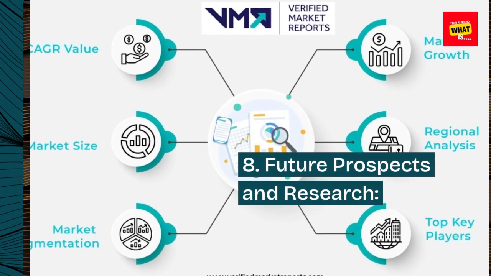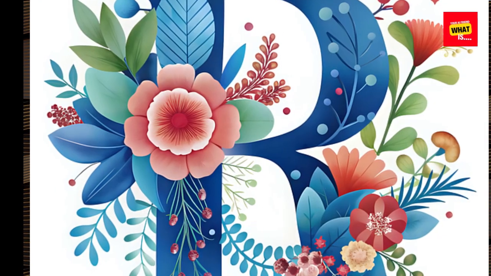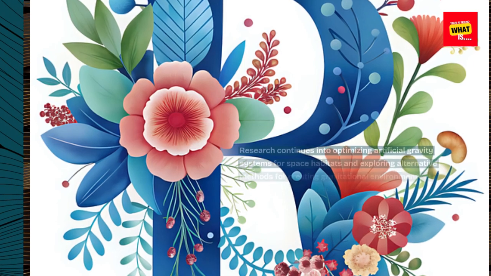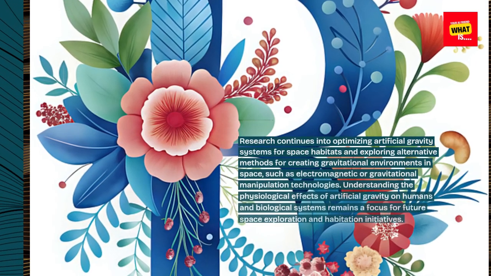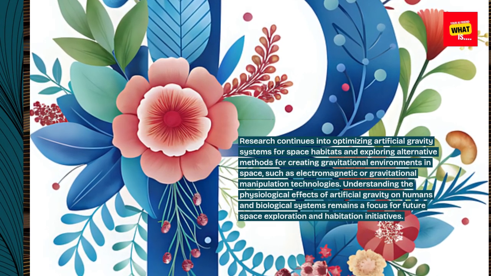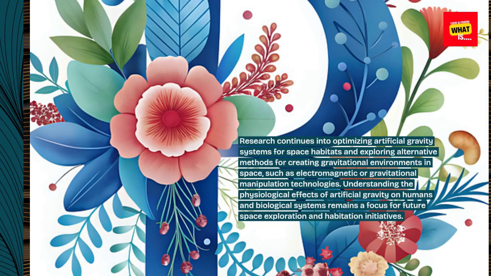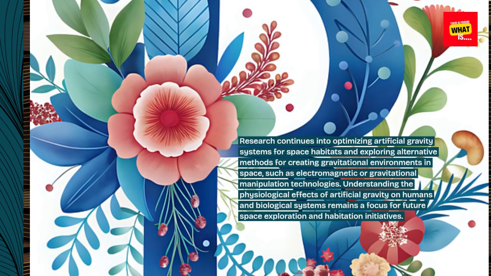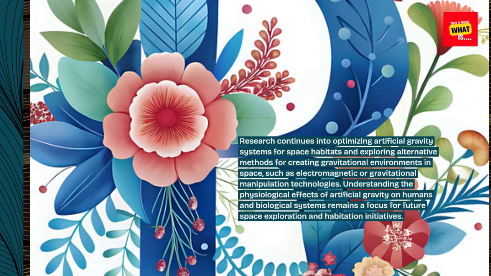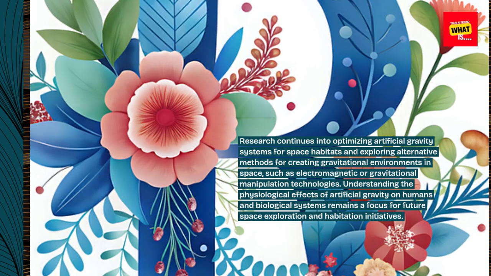8. Future prospects and research. Research continues into optimizing artificial gravity systems for space habitats and exploring alternative methods for creating gravitational environments in space, such as electromagnetic or gravitational manipulation technologies. Understanding the physiological effects of artificial gravity on humans and biological systems remains a focus for future space exploration and habitation initiatives.